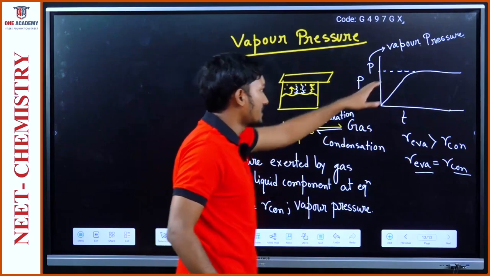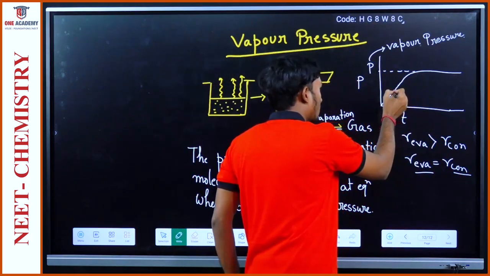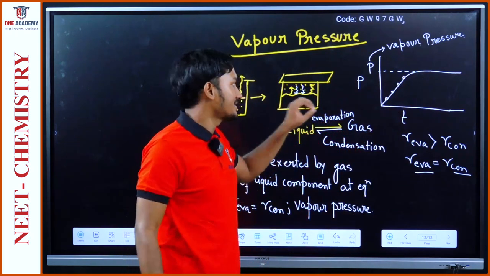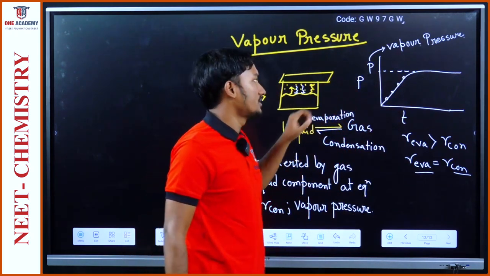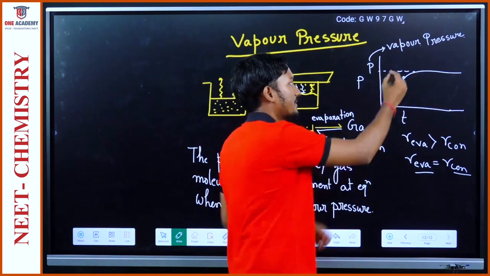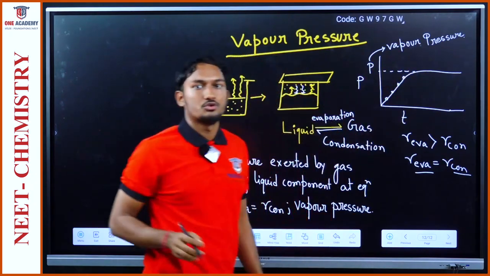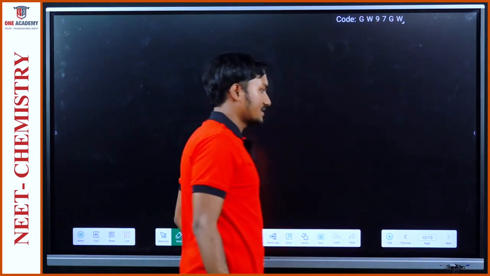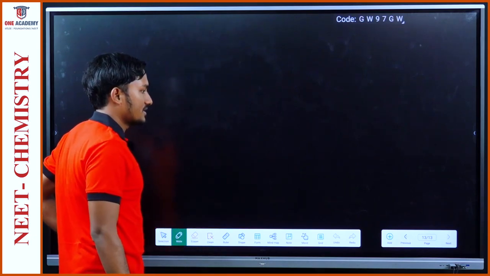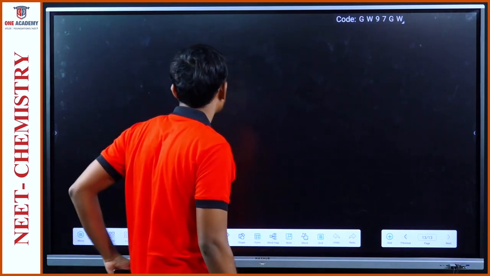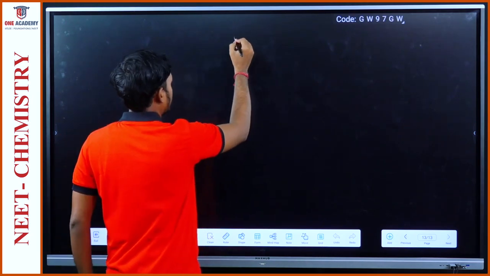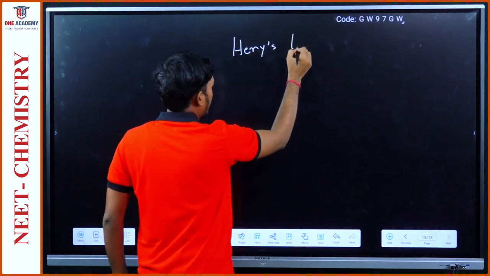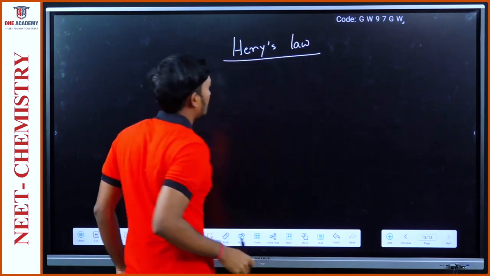Okay, so from the graph, this is also a pressure value, but these are not vapor pressure. When we are dealing with vapor pressure, you have to know that the pressure value over here should be constant. Okay, so this is vapor pressure. Now vapor pressure was studied by Henry in detail. So Sir Henry gave a law regarding vapor pressure.